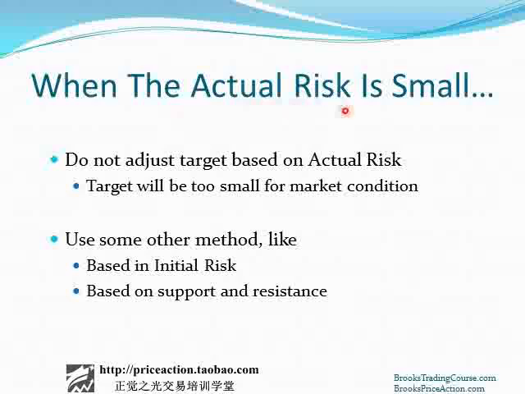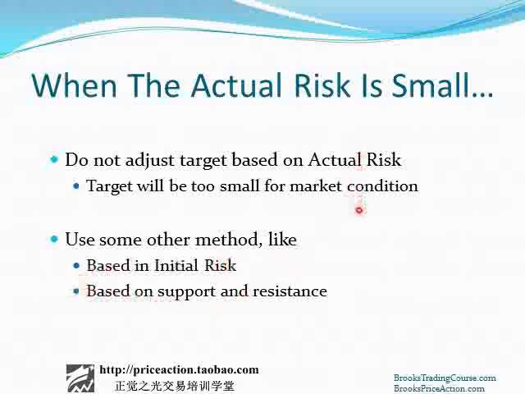What happens when the actual risk is actually very small? Don't adjust your target based on the actual risk, because it'll be too small for the market conditions. You have to use some other method to determine where you should begin taking partial profits. One is you could go for a partial profit based upon your initial risk. If the probability is high, maybe 1 times the initial risk and start taking profits. If the probability is high and the trade looks really strong, you'll want to exit with more than just 1 times the initial risk, maybe 2 times the initial risk, or maybe exit based upon some support or resistance.